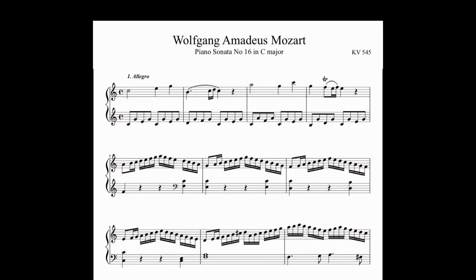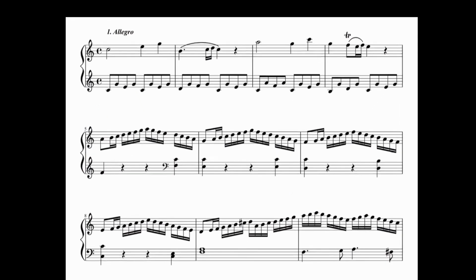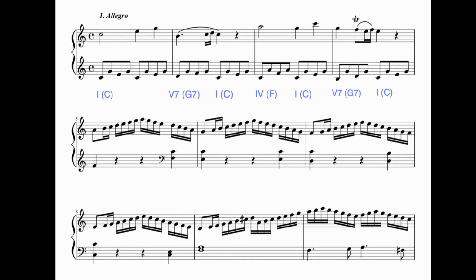So listen to this short excerpt of Mozart's Piano Sonata in C. The first few measures include only these primary chords, C, F, and G7.